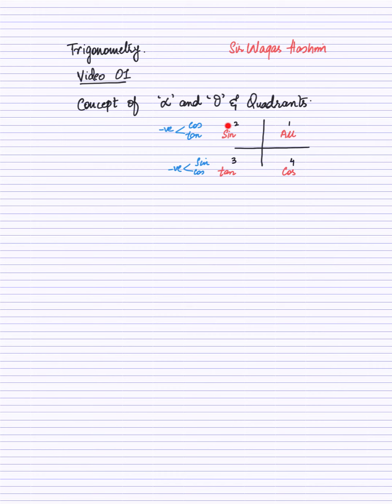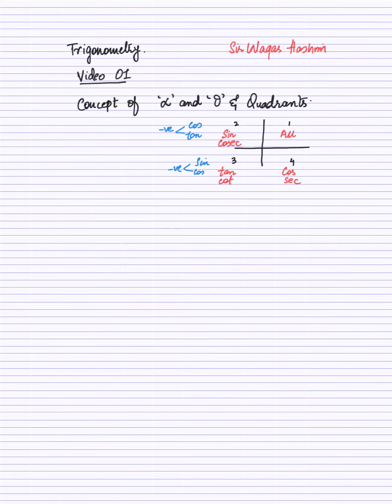Secondly, if sine is positive, that means its reciprocal function, cosec, is also positive in the second quadrant. If tan is positive, cot is positive, and if cos is positive, sec is positive. So that is the first and important concept of the quadrants, that you must understand in which quadrant which function is positive and which function is negative.